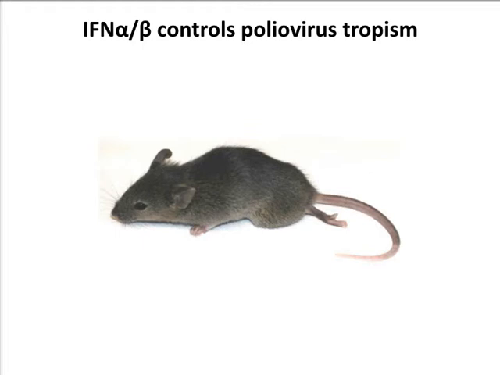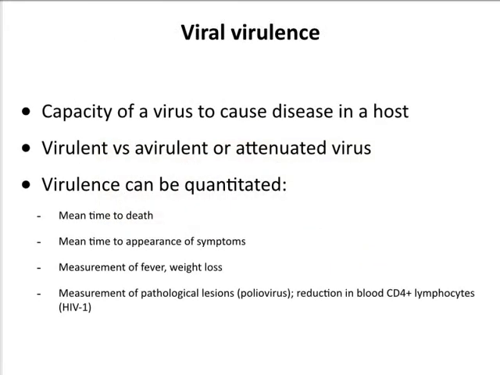So that's the kind of extrapolation you have to do from an animal model. You make a conclusion from an animal model: this gene is important for tropism, and then you do observational studies in people to try and validate it. Okay, now virulence, yes?